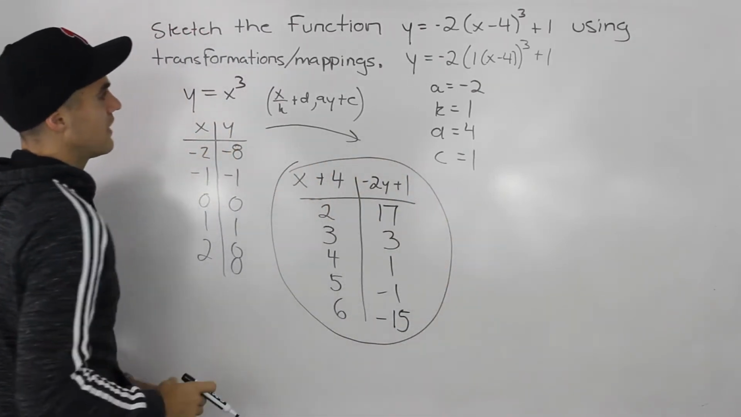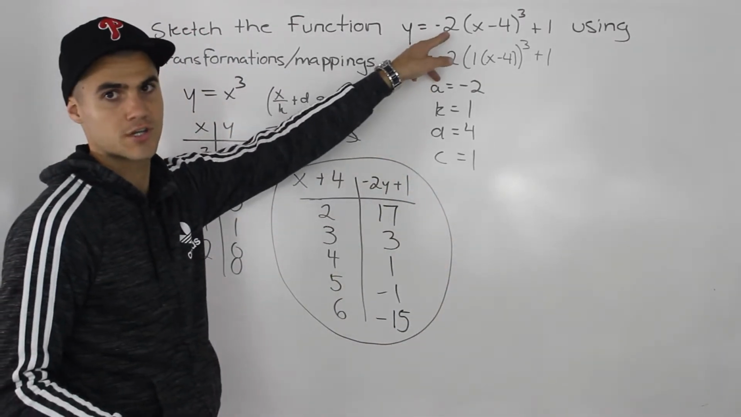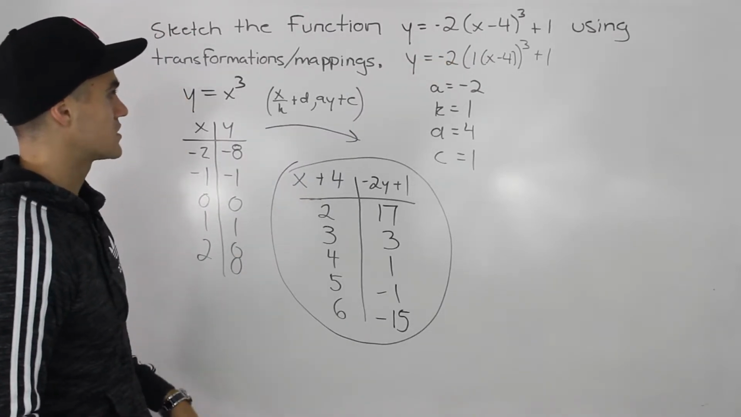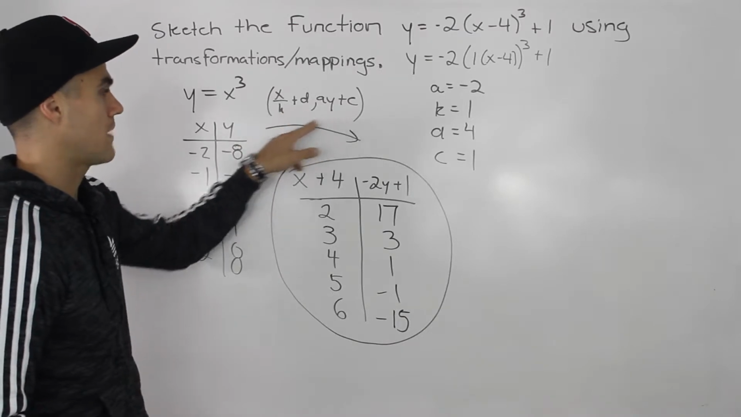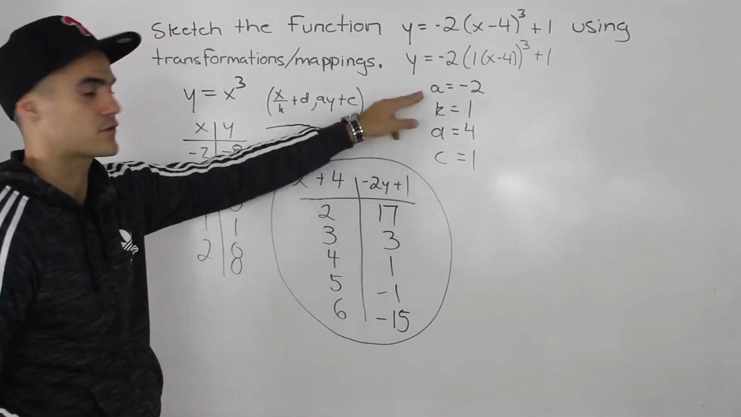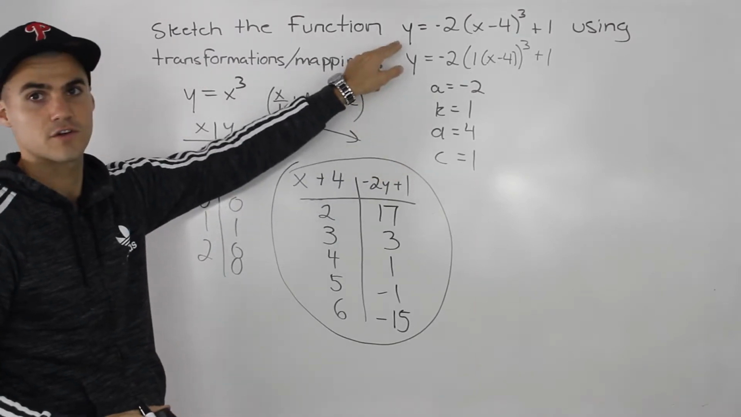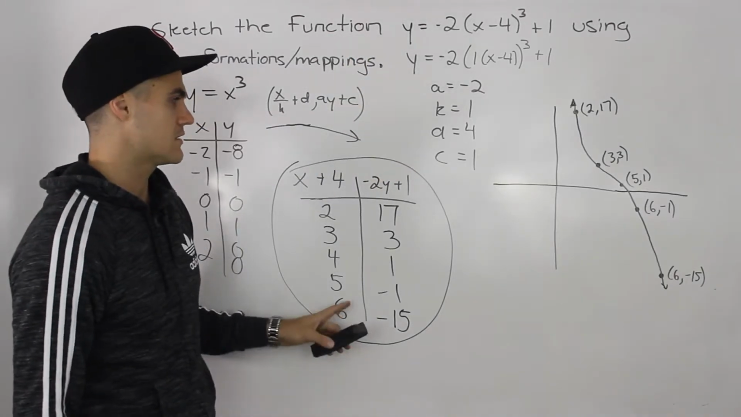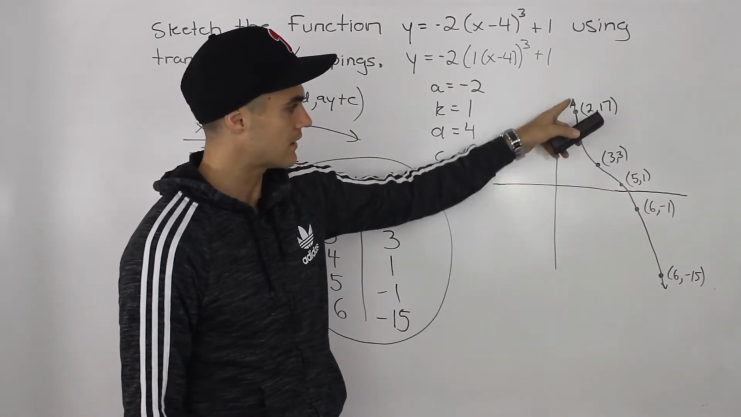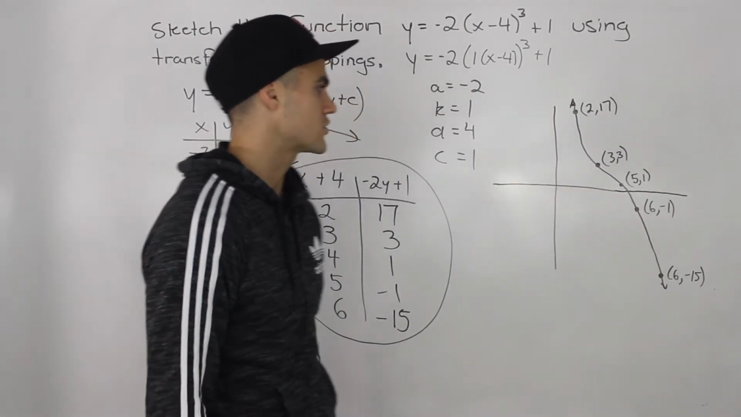So this here represents the table of values for this function. The way we got this table of values was using transformations or mappings, with this general transformation formula and our specific transformation values for this function. When we take these points and plot them on a graph, this is what you'll get, and this is going to be the shape of that function.